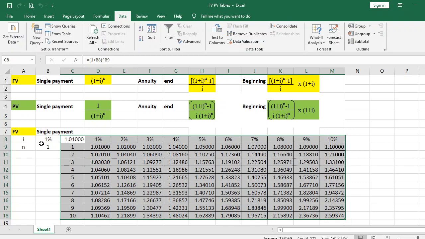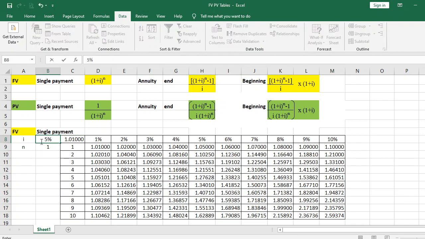I told you you can take any percentage. Say here I take 5%. No change in this table except in this cell there is a change. It reflects number of years is 1 at 5%. If I take this as 2 years, then it will reflect this one. 2 years at 5%, 1.10250. But the table values will not change. So you can take any percentage and any number of years. So we have finished creating future value single payment table.